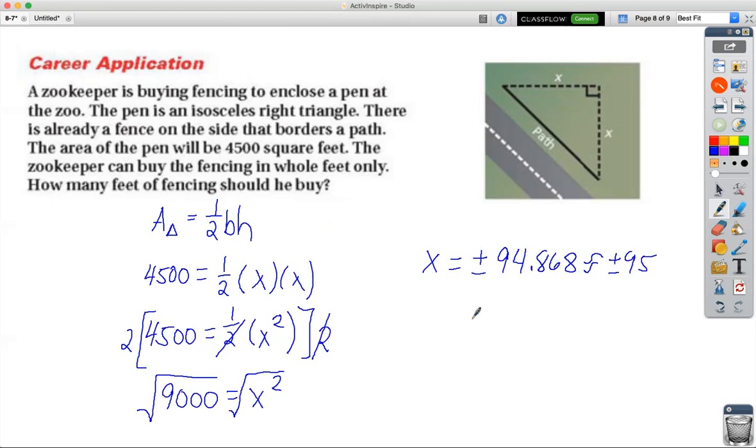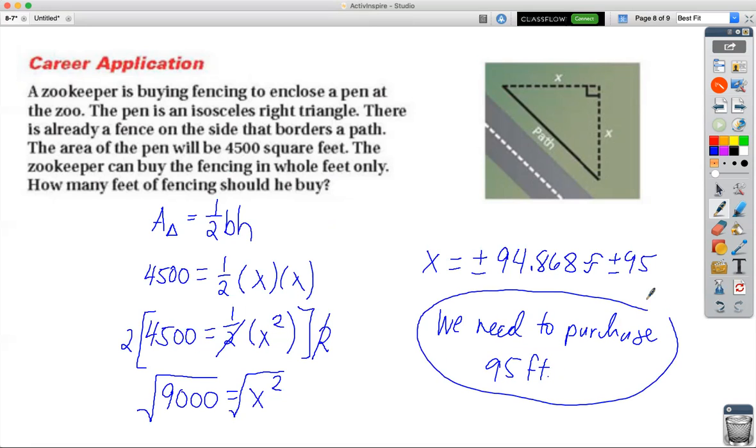So we say that really, because we're looking for the length of a fence, we only take the positive value. So we say this zookeeper needs to purchase 95 feet of fencing. All right, so that's it. Being very specific to answer the problem. We can't just say positive, negative 95, because that's not relevant to what we're trying to find at this point.